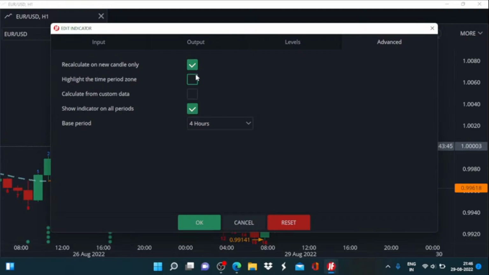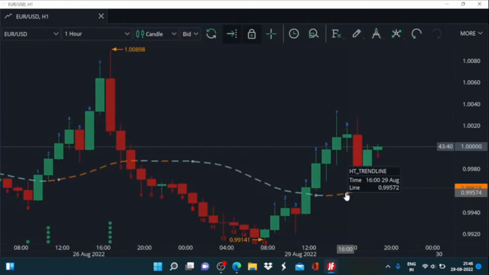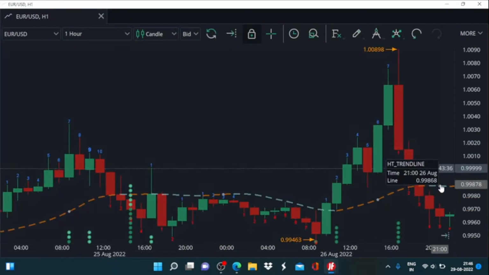Highlight the time period zone. Whatever is the time period zone under calculation can also be highlighted. So all these, chart is getting highlighted here.